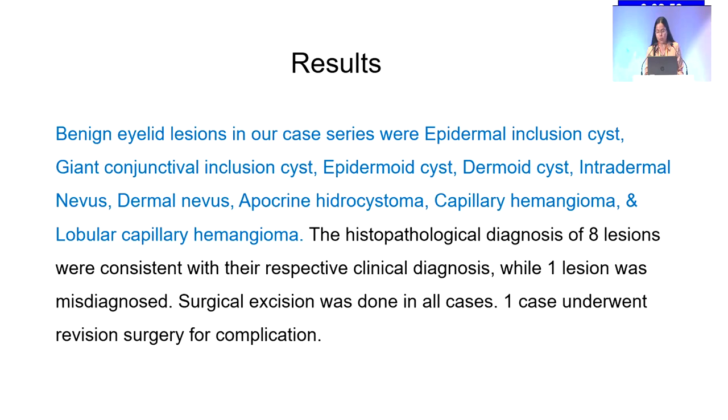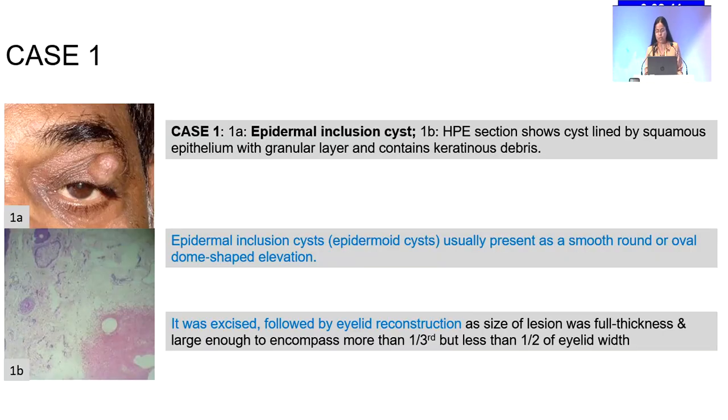Coming to the results, benign eyelid lesions in our case series were epidermal inclusion cyst, giant conjunctival inclusion cyst, epidermoid cyst, dermoid cyst, intradermal nevus, dermal nevus, apocrine hydrocystoma, capillary hemangioma, and lobular capillary hemangioma. My first case was an epidermal inclusion cyst. It usually presents as a smooth, round or oval dome. In our case, it was excised, followed by eyelid reconstruction by Tenzel's semicircular flap method.